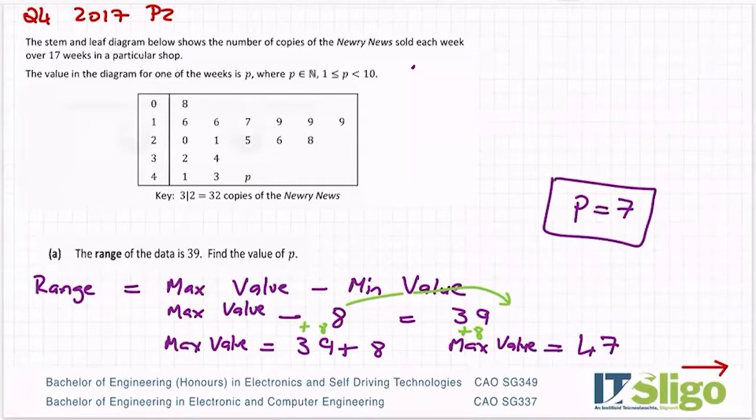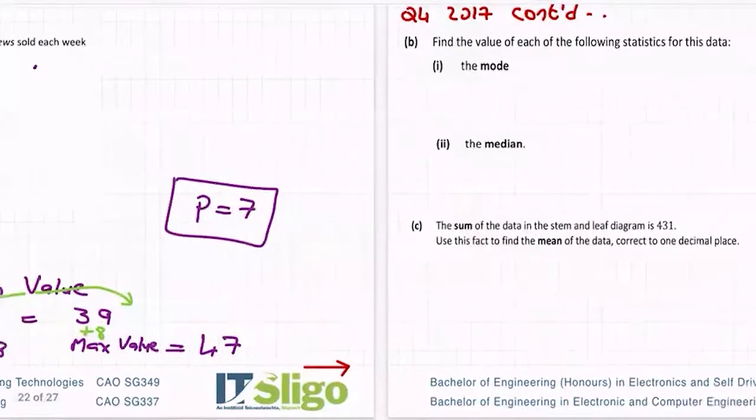I hope that makes sense. Just know that range is max value minus min value. If the difference between the minimum and the maximum is 39, then the maximum value has to be 39 added on to that 8. And there were 10 marks for figuring that out.